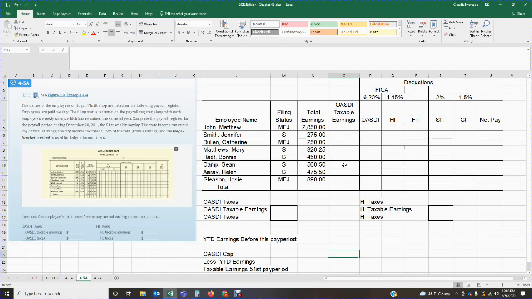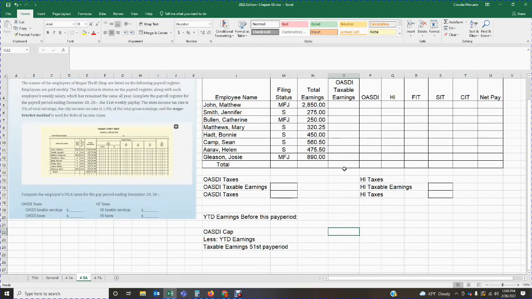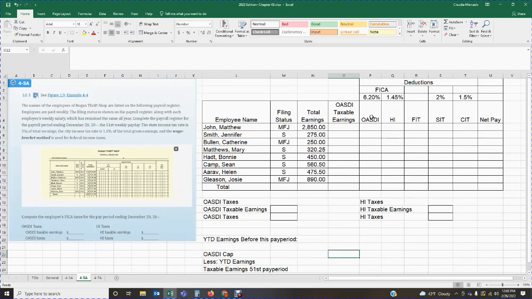Remember, OASDI, as of 2022, has a cap of $142,800. As of 2022, okay? So that is what we're running with, okay? We have to calculate the OASDI tax, the HI tax, federal income tax, state income tax, and city income tax, and then calculate the net pay for each of the employees, okay?